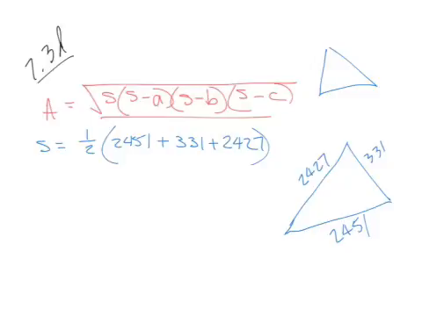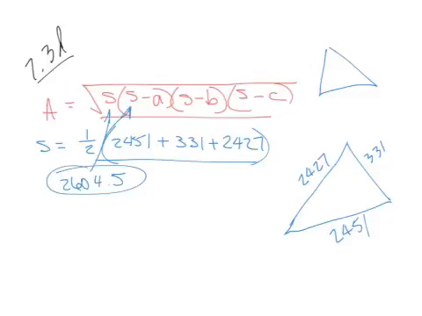All right, so given that bit of information, we find out that the semi-perimeter then is going to be 2604.5. So the first thing you're going to do using Heron's formula is find the semi-perimeter. Once you find that, then you start plugging this in for S.